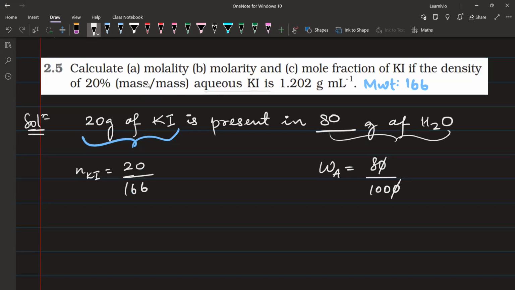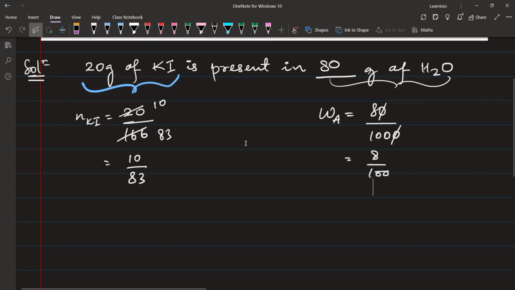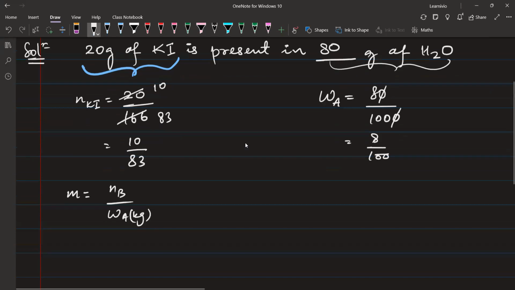So I will cut these two and I will get some values. Here also I can do some cancelling: 100, 166, half will be what? 83, I guess, right? 83. Okay, so I have got this as 10 upon 83 and this as 8 upon 100. Okay, what is molality? Now these formulas should be by heart, by the way. Molality is equal to number of moles of solute divided by the mass of solvent in kgs. Now, number of moles of solute is equal to 10 upon 83.